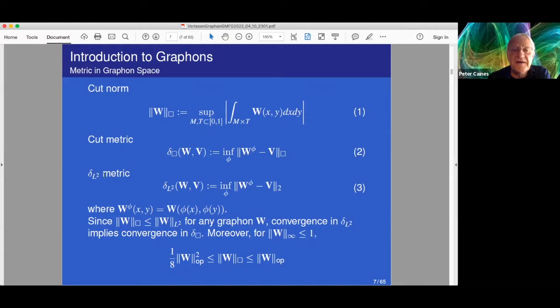There's also an L2 version of that, where you take the L2 difference and infimize over the very large family of measure-preserving bijections. Now, it turns out that the cut norm is bounded by the L2 norm, so the topology that's induced by the cut norm is going to be weaker than that in L2. And for the standard case, you could call it, where the infinity norm is bounded by 1, then you've got this relationship with the operator norm of W as an operator from L2 to L2.